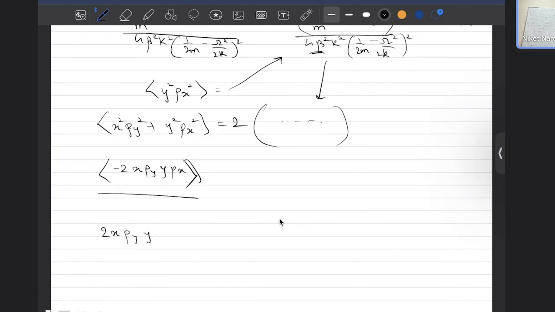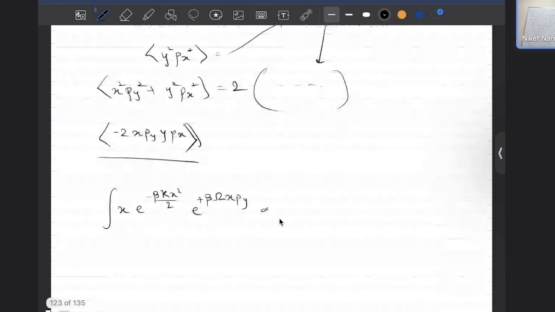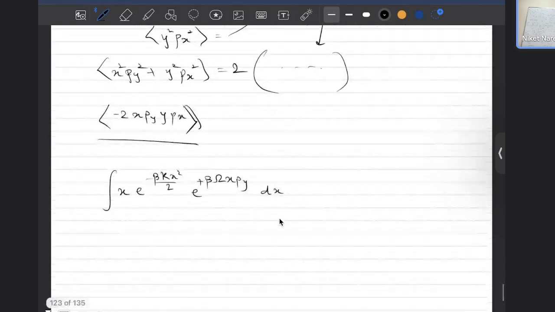Py, ypx, e raised to power minus beta. Just take one. I'll take only x first. X e raised to power minus beta. Py square does not matter. E raised to power minus beta kappa x square by 2 e raised to power plus beta x py, right? Yes. Let's start with just the x part, x integral part. Let's see if we do get some different contribution.